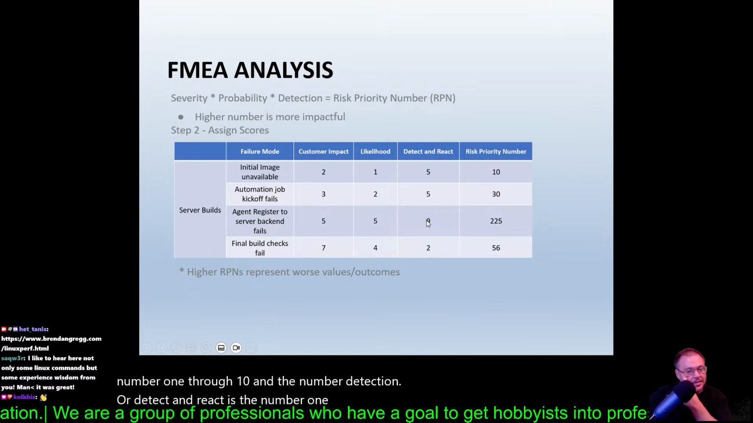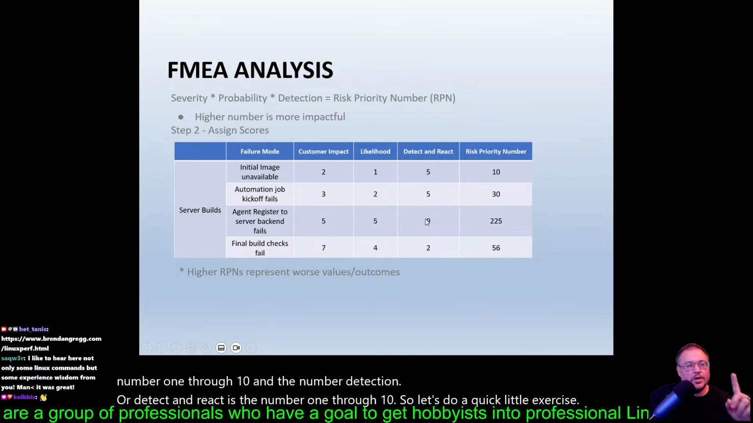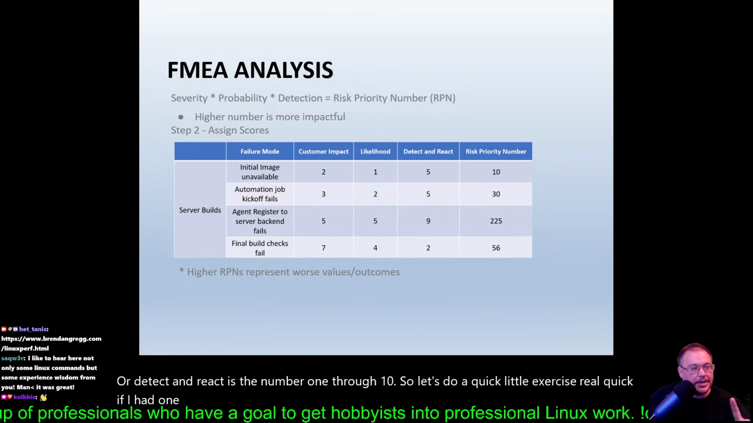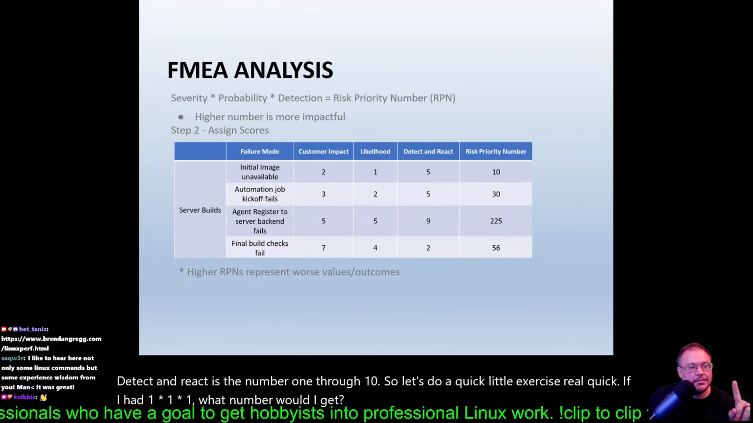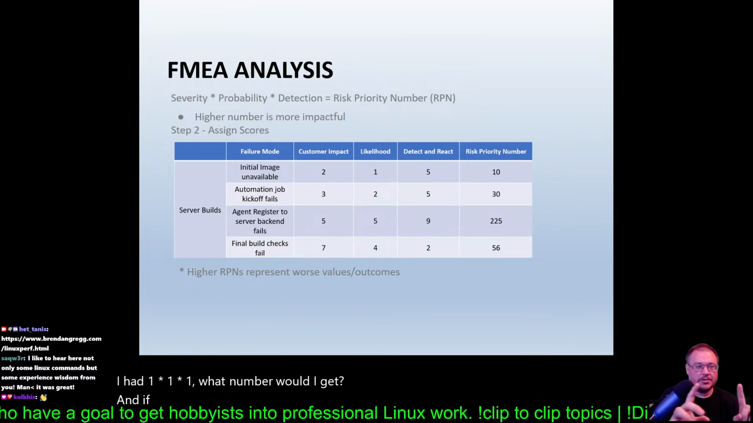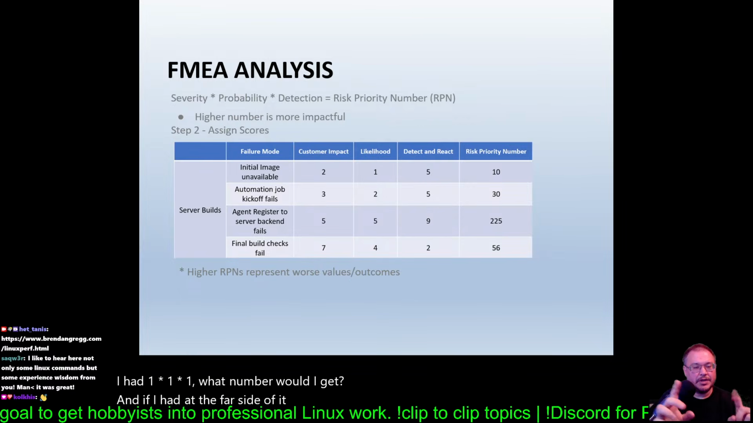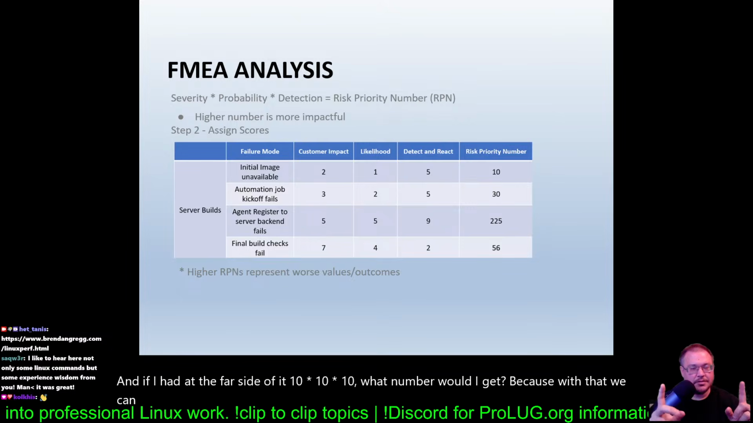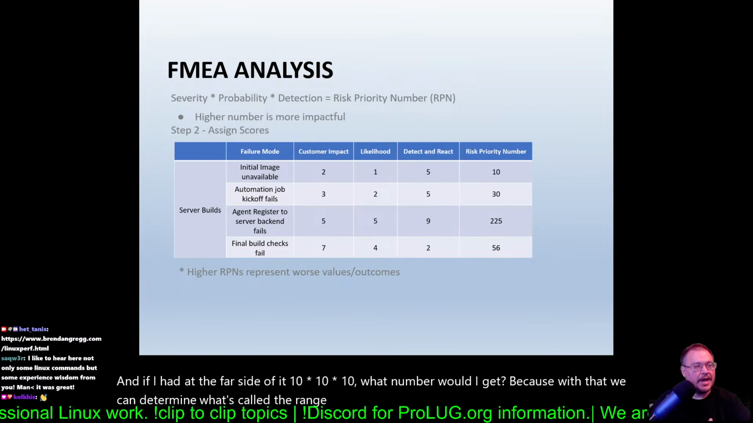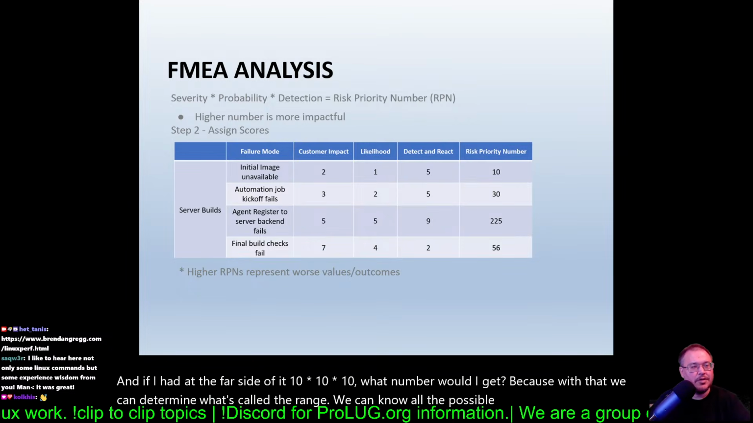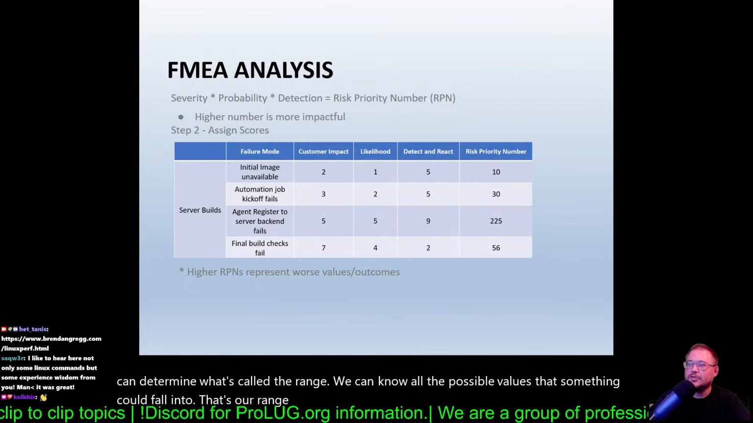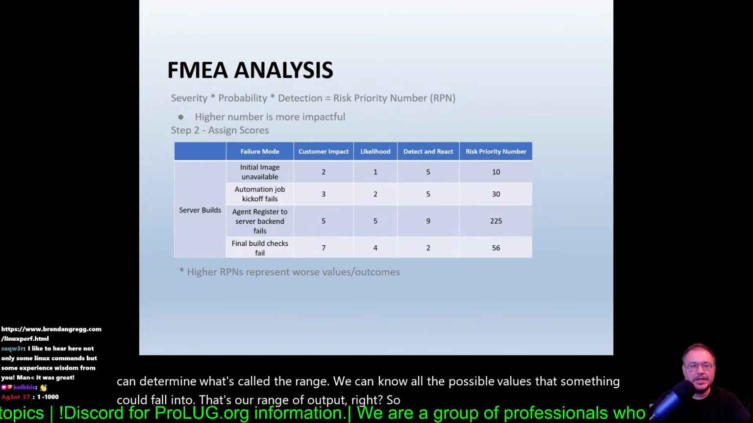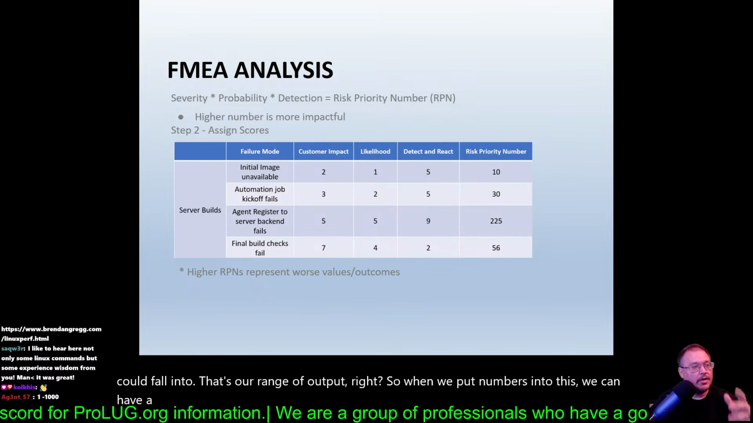So let's do a quick little exercise real quick. If I had 1 times 1 times 1, what number would I get? And if I had, at the far side of it, 10 times 10 times 10, what number would I get? Because with that, we can determine what's called the range. We can know all the possible values that something could fall into. That's our range of output, right? So when we put numbers into this, we can have a risk priority number from 1 to 1,000.